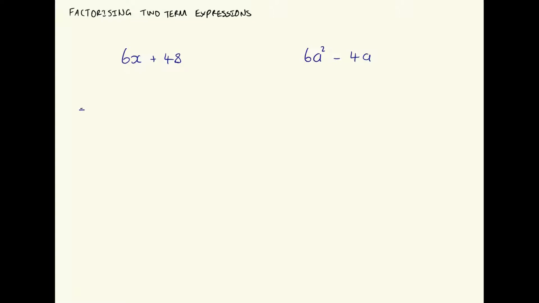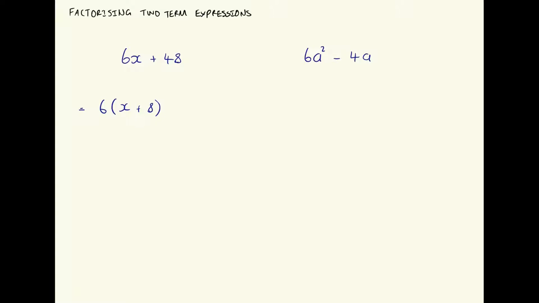So the way you write this in factorised form is to write the highest common factor, 6. And then you start preparing your brackets. And then you've got to ask yourself this question. So 6 times what is going to make this first term, 6x? That's just going to be x, right? And you do the same thing with your second term. So 6 times what is going to make positive 48? That's going to be positive 8. Fairly straightforward, that one.